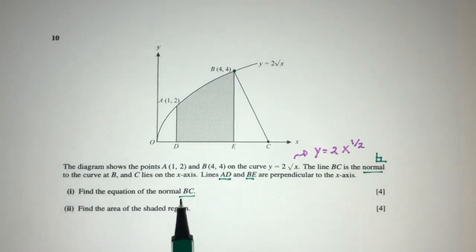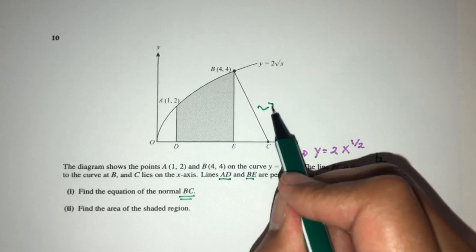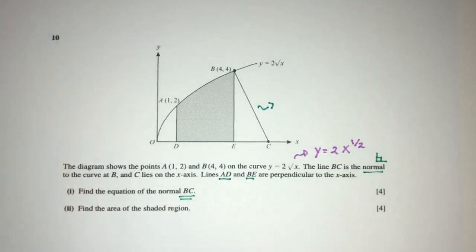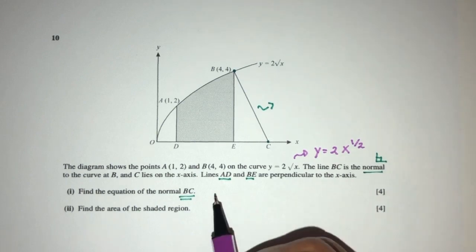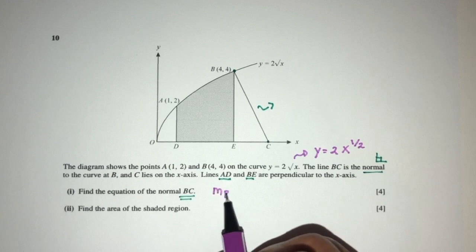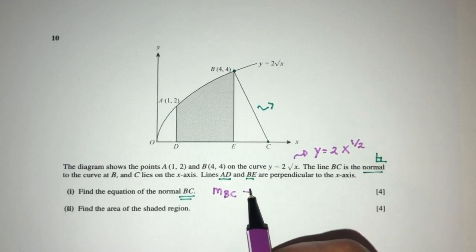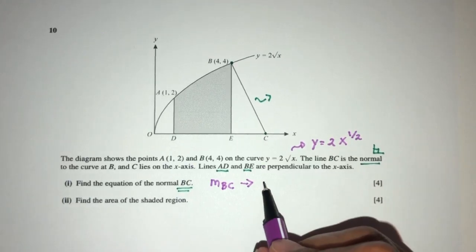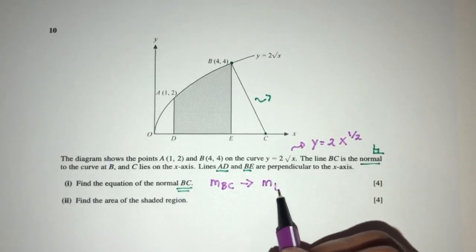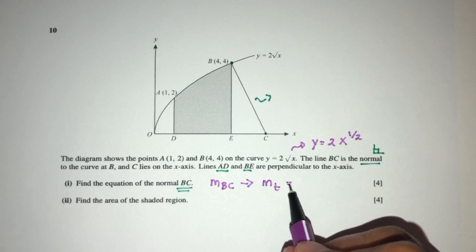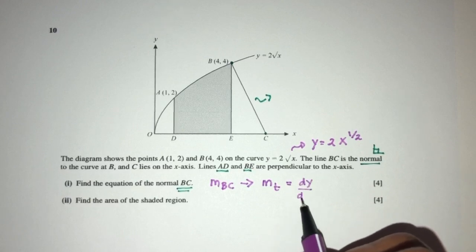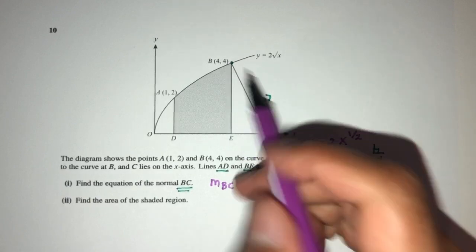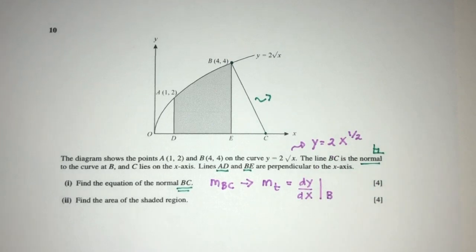So we have to first find this equation. So how can we find this? Again, a normal is a straight line. To find the equation of a straight line, we must first find its gradient. So how would you find the gradient of BC? To find the gradient of BC, we must first find the gradient of the tangent, which is simply dy by dx at the point that we need to look at, which is B. So let's find dy by dx.